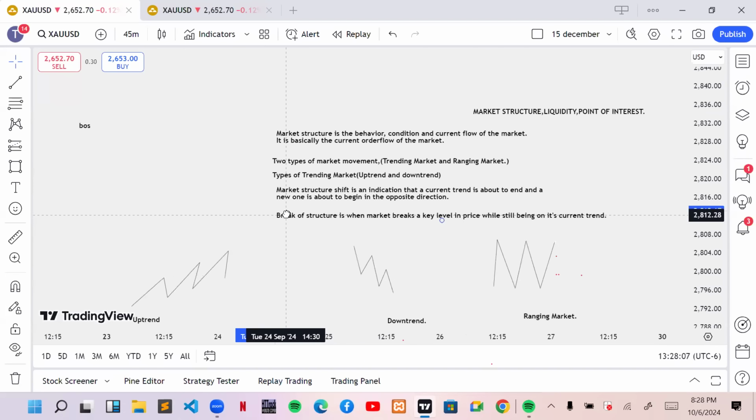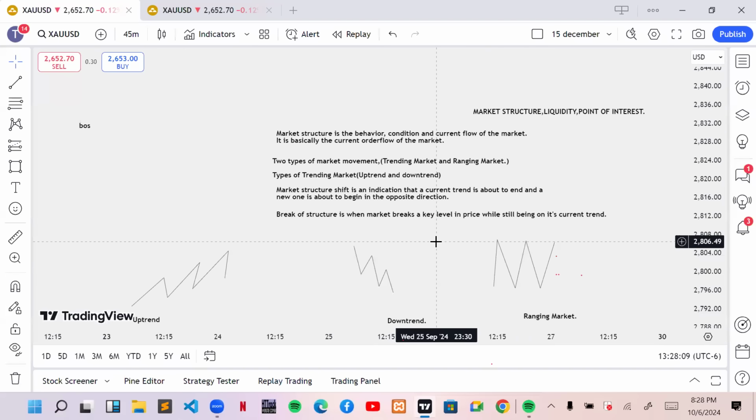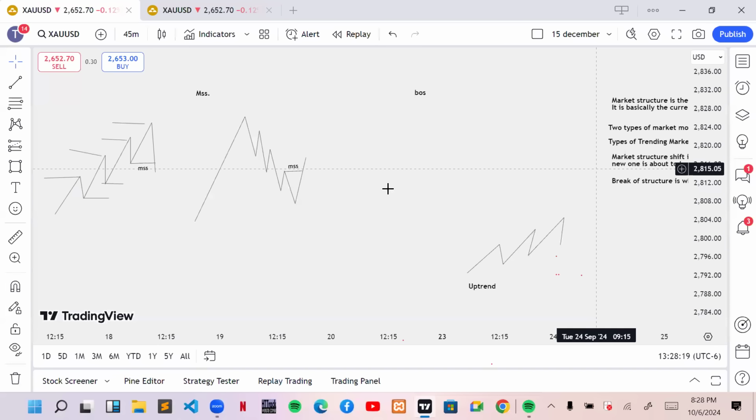So break of structure is when the market breaks a key level in price while still being on its current trend. Now, this key level can either be a support zone or a resistance zone. That is what a key level is. So let me give you a clearer example of what a break of structure is.